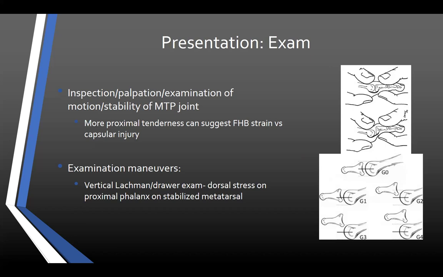And this exam can be graded in the schematic shown below, with 0 showing no motion, and with each level increasing levels of motion until you reach an entirely dislocatable joint in the higher grades, which are 3 and 4.